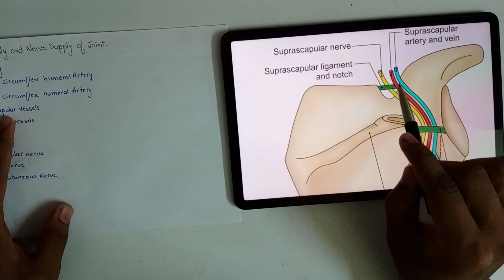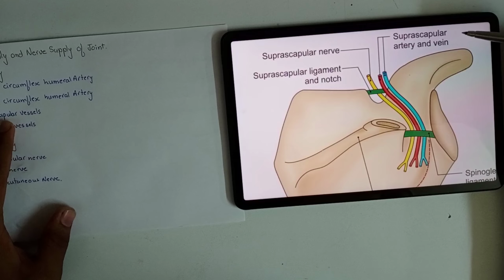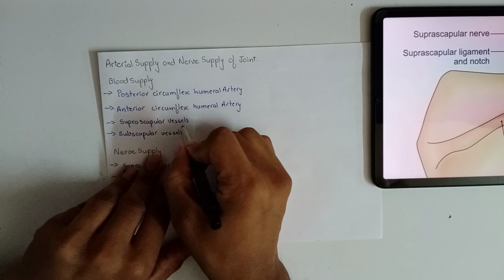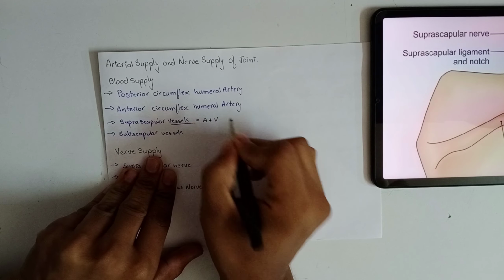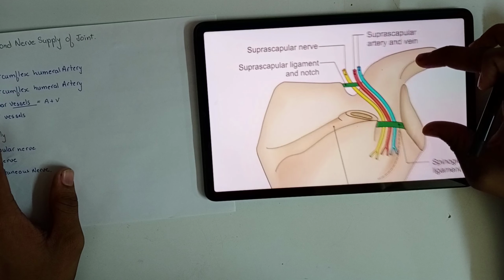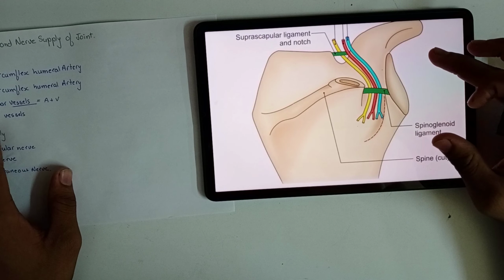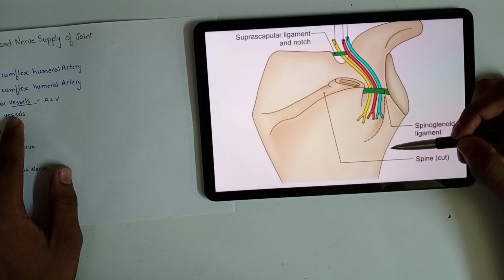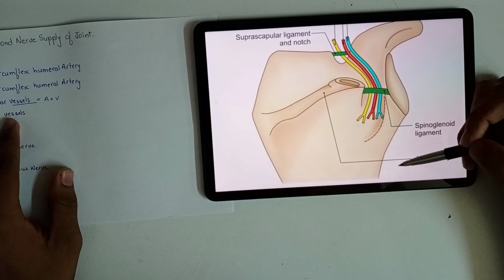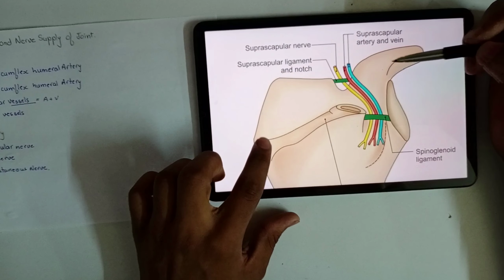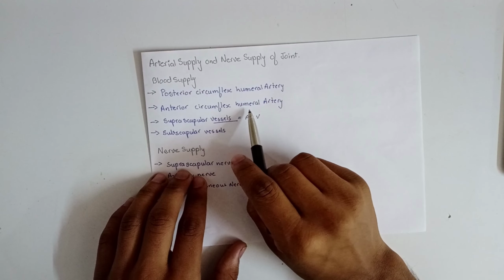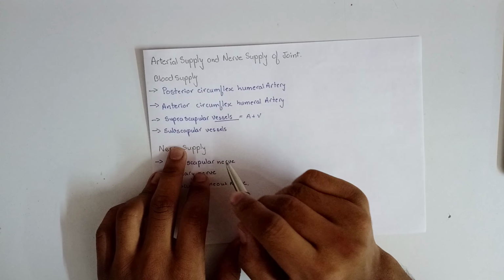We have this suprascapular nerve and suprascapular vessels. Vessels here means both artery and vein. So we have suprascapular arteries and veins and subscapular vessels. Subscapular vessels are not depicted in this diagram. So subscapular vessels are in this route. Present right here is the subscapular vessels. These are same as here shown. So we have posterior circumflex humeral artery, anterior circumflex humeral artery, suprascapular vessels and subscapular vessels.